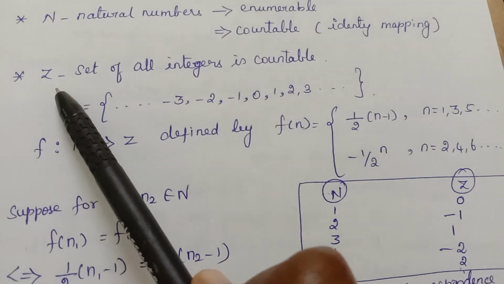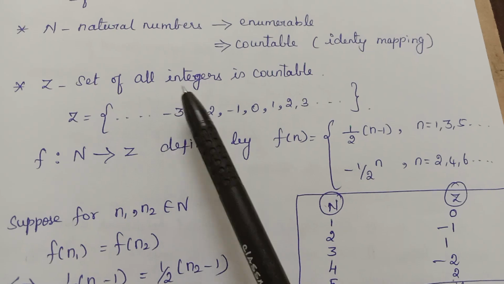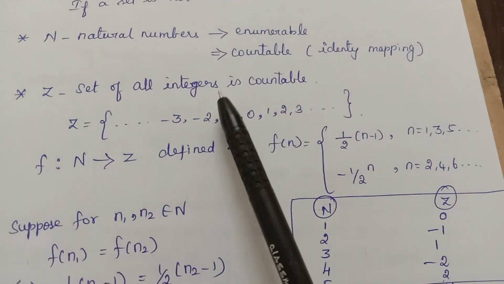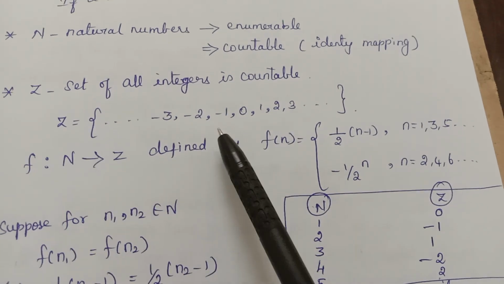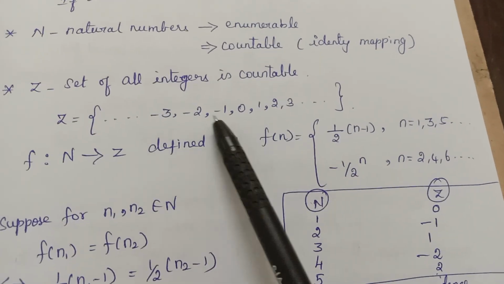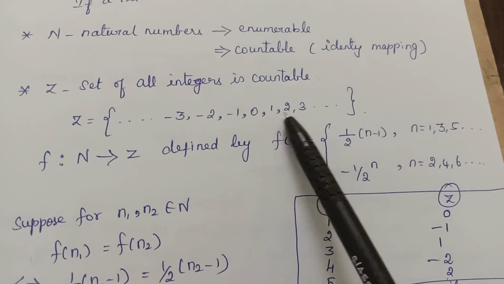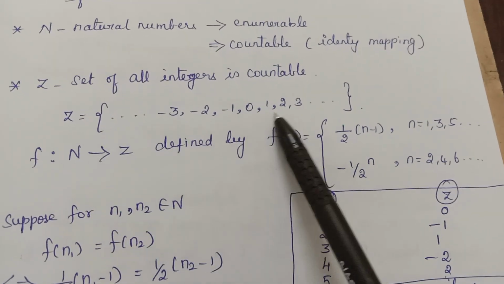Next, consider the set Z of all integers. Integers is also countable. How is it countable? See, what are the elements of the set of integers? All the negative numbers, that is minus 1, minus 2, minus 3 and so on, and the positive 1, 2, 3, etc. and 0. So this is the set of all integers.